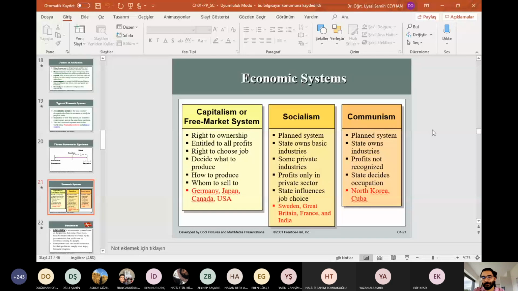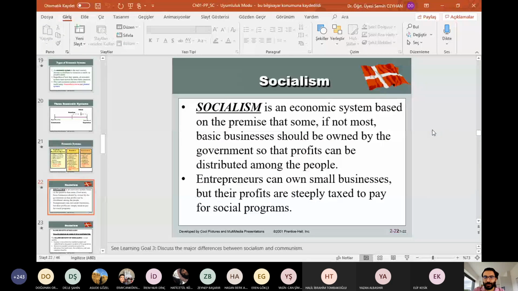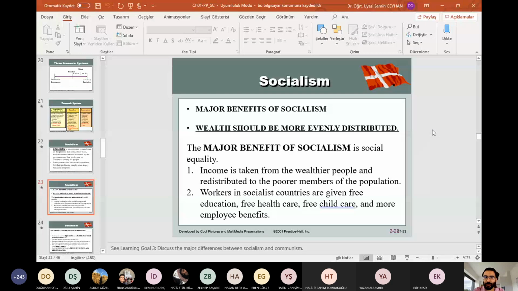And we can see in socialism, the state actually controls the private sector for the benefit of the society. Okay, Sweden, UK, France, we can give those examples. Because they want to protect some social aspects of the economy. So this is why we call it socialism. Yes, socialism. Actually, there's one problem with socialism. Okay, first let's talk about the benefits of it.